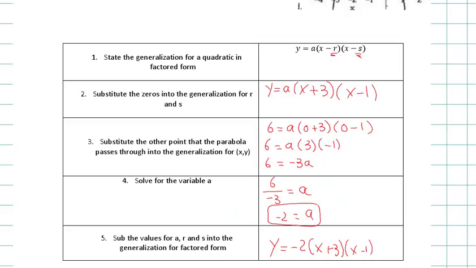What I want you to do right now is go to page number 9 in your homework. At the bottom of page number 9, there are 2 questions where they want you to find the equation of the graph in factored form. So I want you to try these 2 questions.